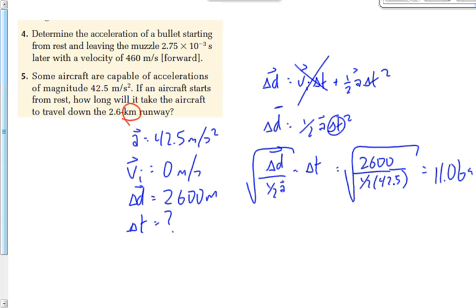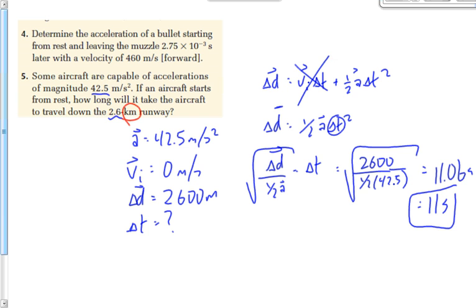Where should we round that to? Remember, my weakest piece of data is the one with the least number of digits. I got 3 digits right here. I've got 2 digits right here. The final answer should be how many digits? Somebody said it. 2 digits. So we're going to say 11 seconds here.